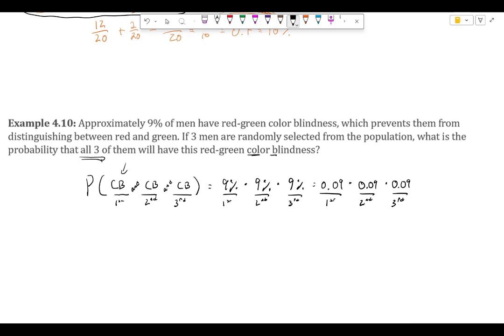Again, this is the first person, this is the second person, this is the third person, their probabilities. And then we would just type this into our calculator, and I'm going to pause my screen for a second to confirm my calculation. 0.09 times 0.09 times 0.09 is 0.000729, and then we can round that to whatever place we need to round it to.